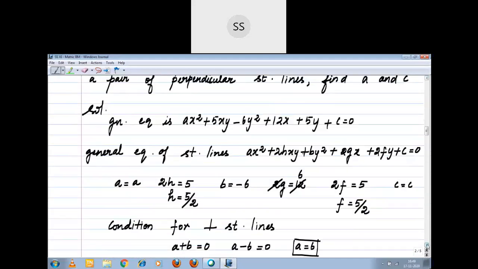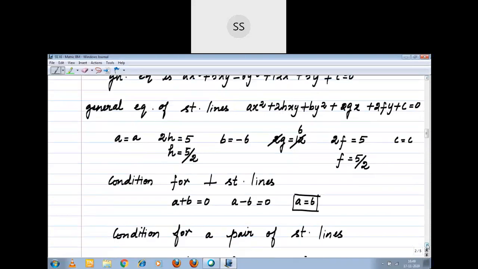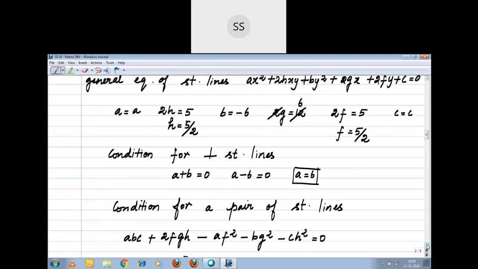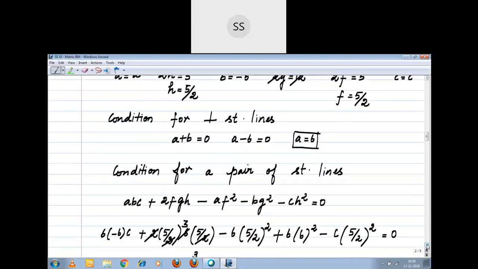Now, next, they said that it represents a pair of perpendicular straight lines. The condition for a pair of perpendicular straight lines is A plus B equal to 0. So A plus B, B value is minus 6, so A minus 6 equal to 0, A equal to 6. Next, the condition for a pair of straight lines: using only this, we can find the value of C.